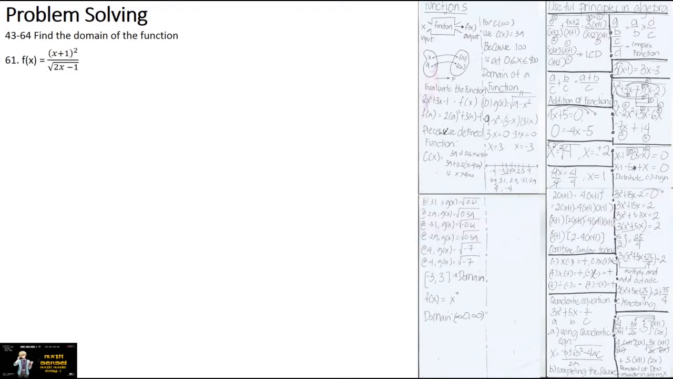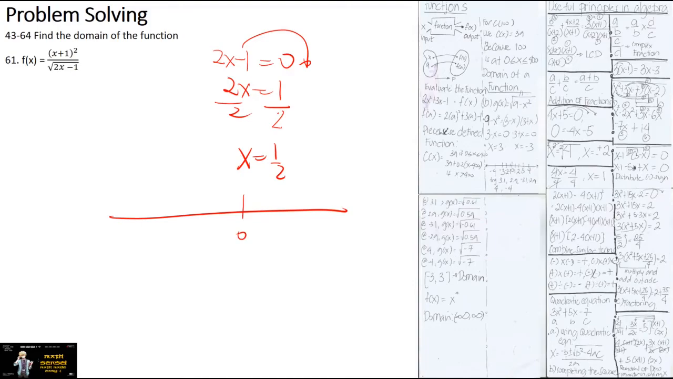Last one. Okay, so yan. So, kunin ulit yung denominator. So, 2x minus 1, equate sa 0. Transpose. 2x is equal to 1. Divide both sides by 2. x is equal to 1 half. Number line, 1 half. So, that's negative infinity to 1 half. Then 1 half to positive infinity.